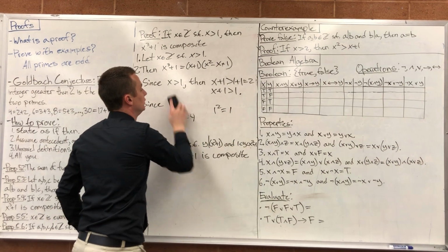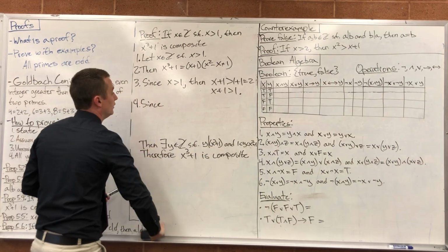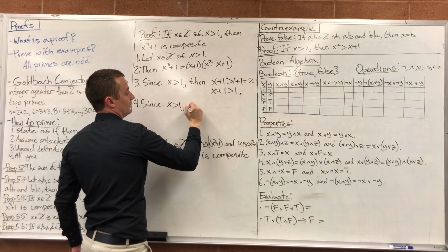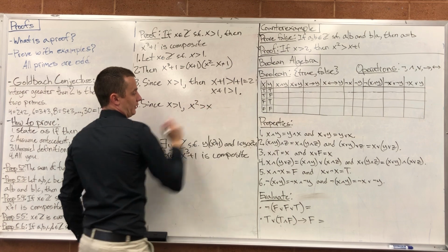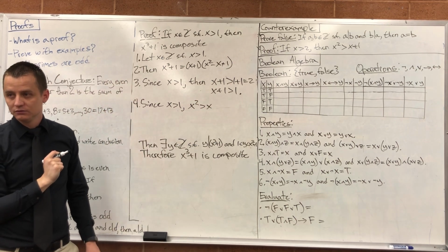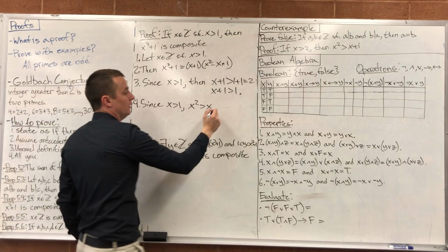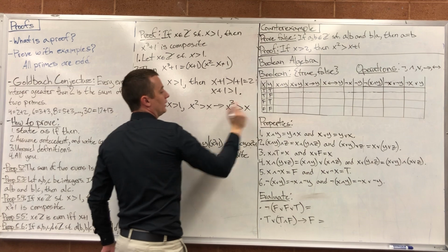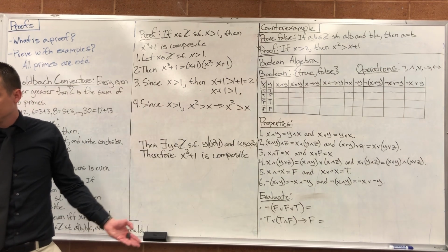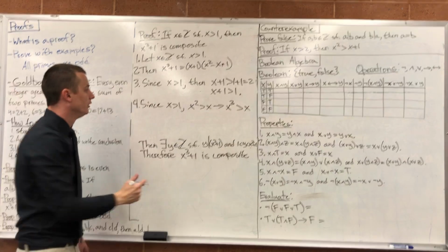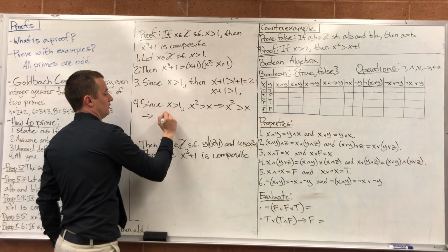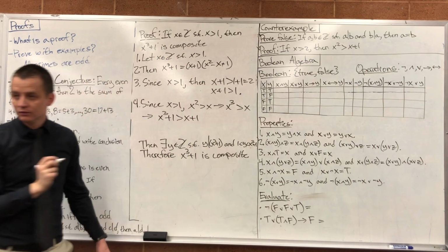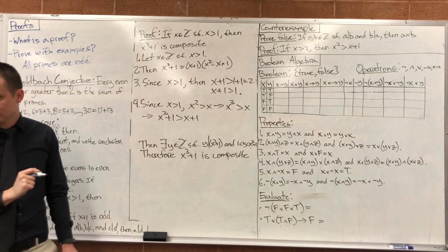So, since x is greater than 1, I know that x squared is greater than x. And I also know that x cubed is greater than x. Every time we multiply x by x, we just make it bigger. Which gives me that x cubed plus 1 is greater than x plus 1. Add 1 to both sides.